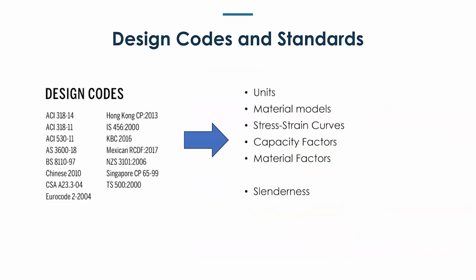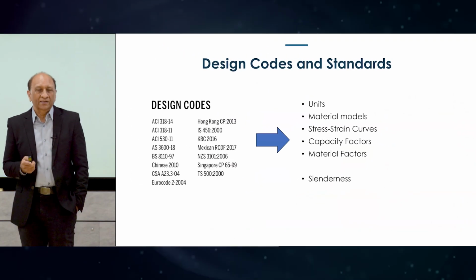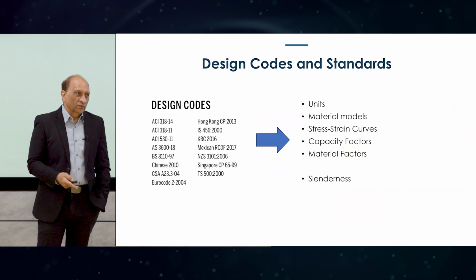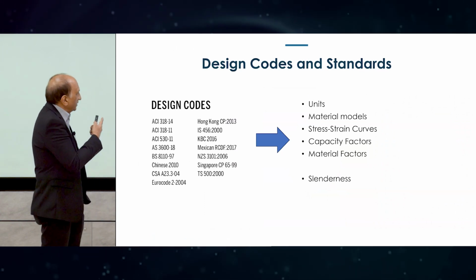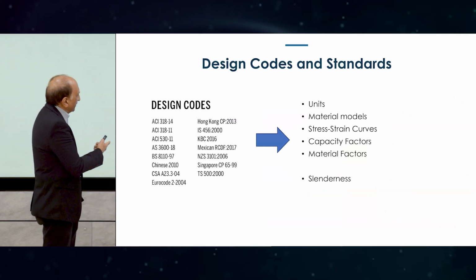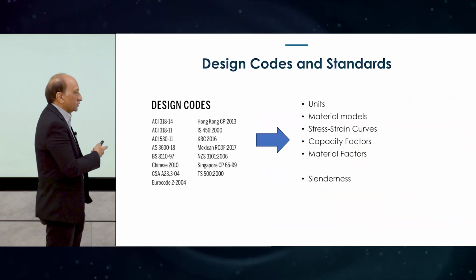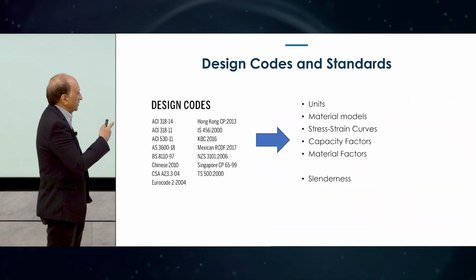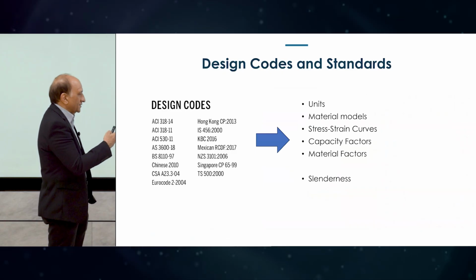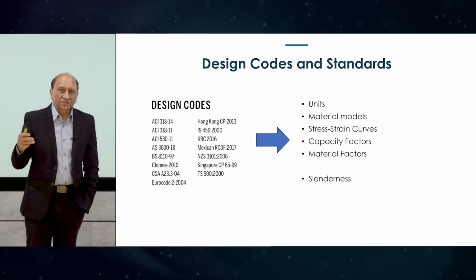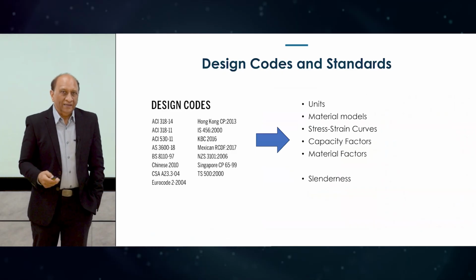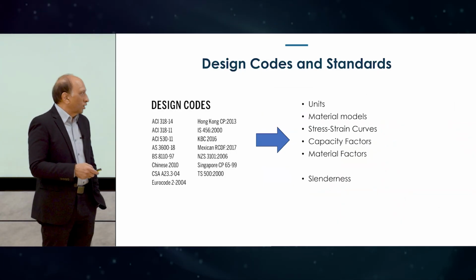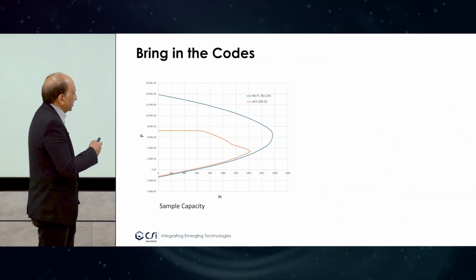So that interaction surface that I showed you is theoretical. It did not include the code provisions. So we have to now bring in the codes. In CSI Col, we can handle many codes, I think 14, 15 codes, in the app. And these codes come in to specify material models, stress-strain curves, capacity factors, material factors, slenderness, and all. So we first determine the general capacity, and then we enforce the code-based constraints on top of that to get what is code specified.